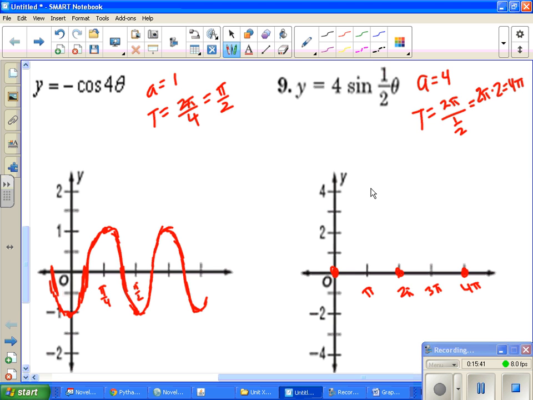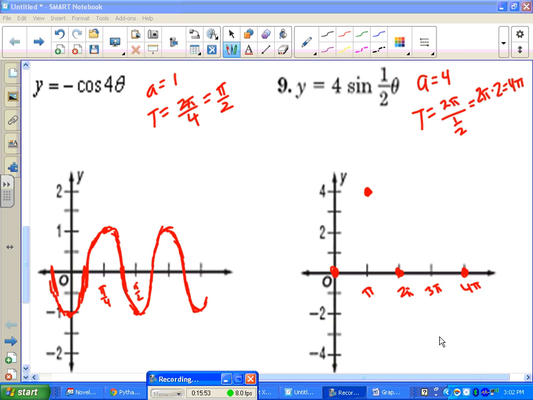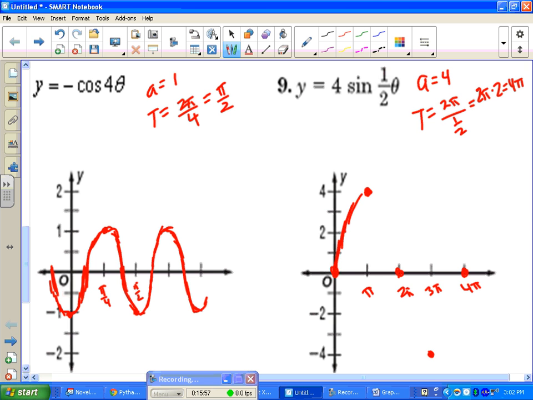I'm going all the way up to 4. And then halfway through here, I'm dropping down 4 spots. Let me move this. So we're dropping down 4, which takes me down here. So I swing up, swing down. And there's your graph of 4 times the sine, 1/2 theta.